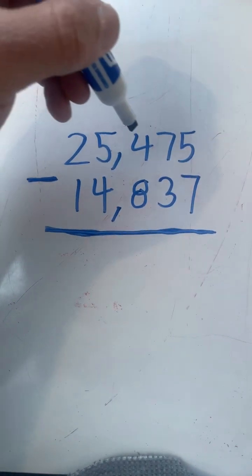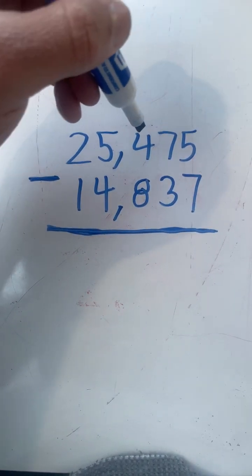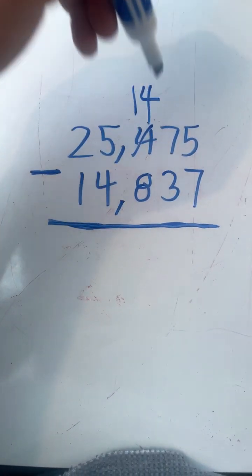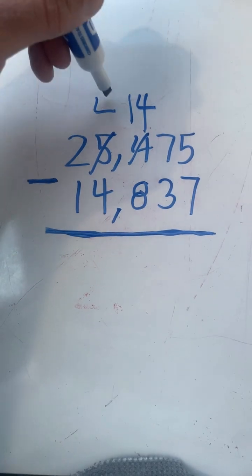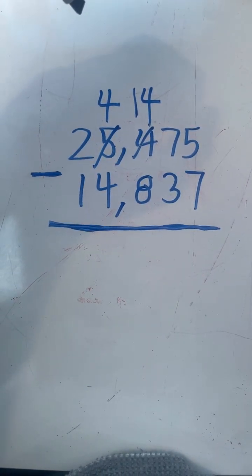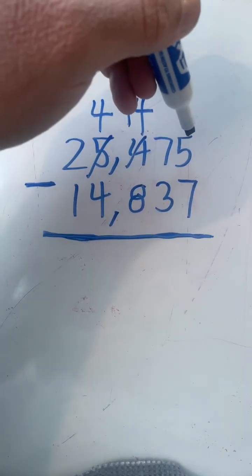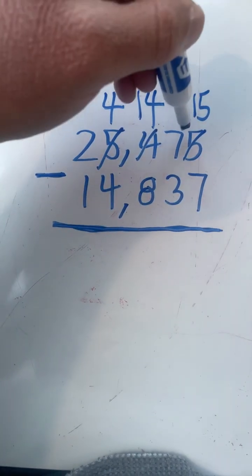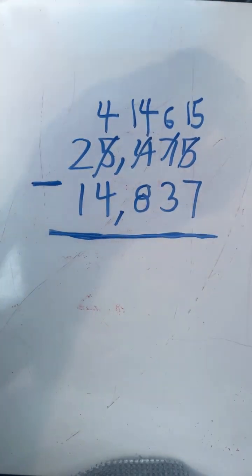So I'm going to start out in the hundreds place. I'm going to take a 10 from the thousands place. That 4 is going to become a 14. That 5 is going to become a 4. Now going to the ones place, I'm going to take a 10 from the tens place. That 5 is going to become a 15. That 7 is going to become a 6.